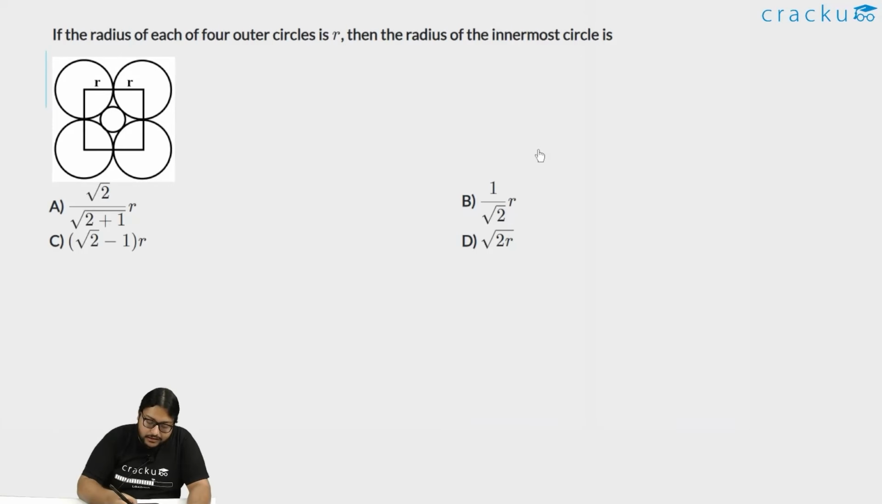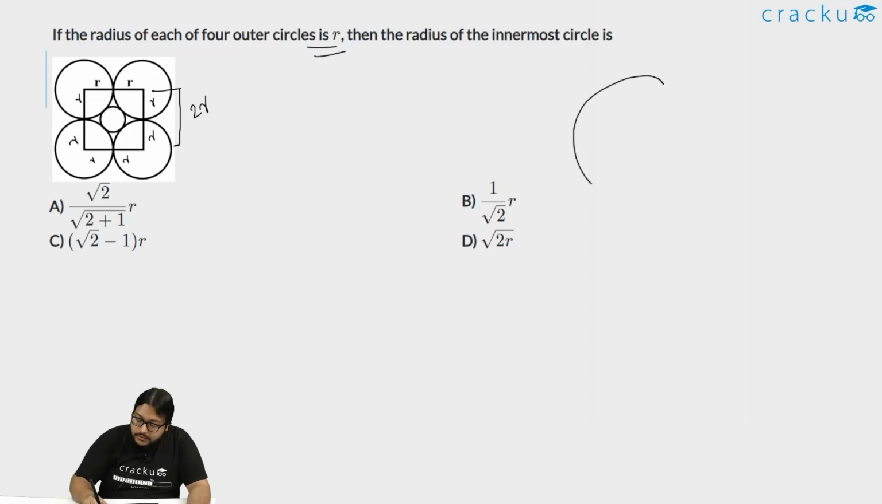In this figure, they have told us that the radius of the 4 outer circles is R. So this means this is R, this is R, this is R, this is R, this is R, and this is R. What does this mean? It means that the side of the square will be 2R. How do we know that this is a square?